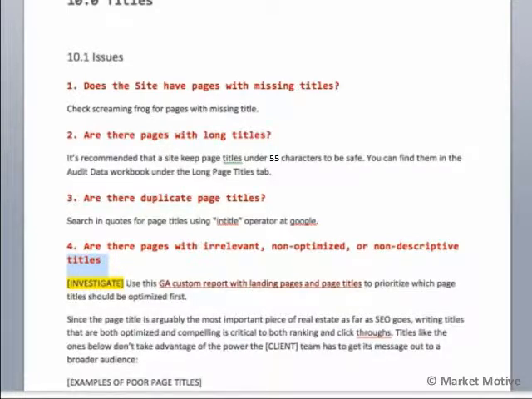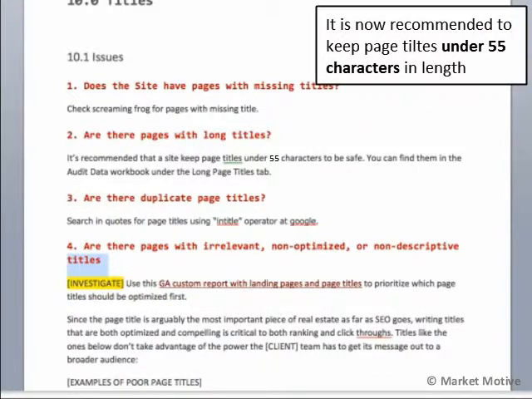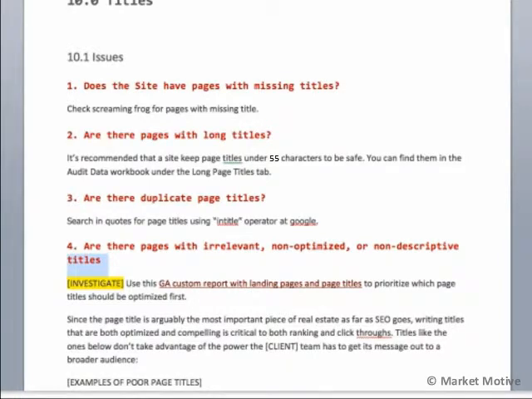Are there pages with long titles? So titles should ideally be kept under 65 characters. We can also see this in Screaming Frog, and I'll show you both of these in a moment. Are there duplicate page titles? Again, we can check this in Screaming Frog. We can see how many instances there are. So all 3 of these we can get fairly easily with Screaming Frog, and we can document any problems.